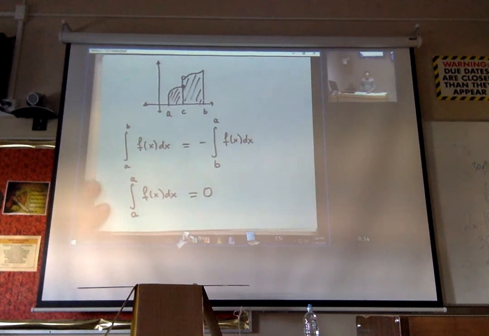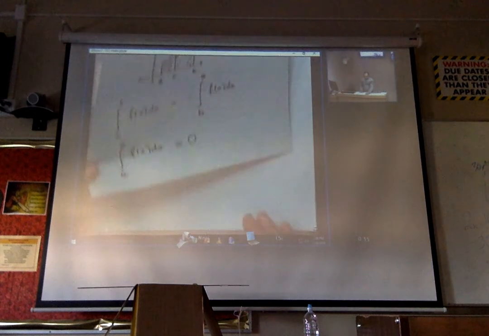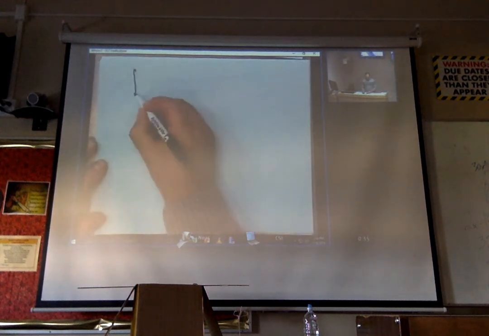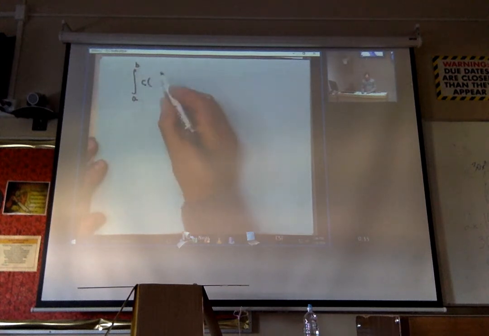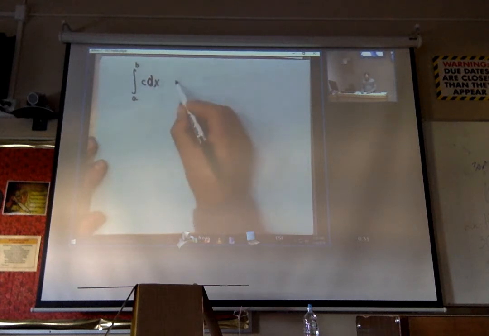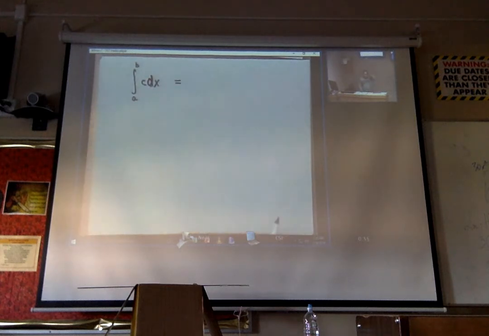This one's easy to remember. So everything we're talking about right now is basically area. We're trying to think about the integral as the area. The next one we have is the integral from A to B. Now this one is more specific. Sorry, it's c dx. I don't know what I was trying to write, but it's c dx. So the integral of c dx.